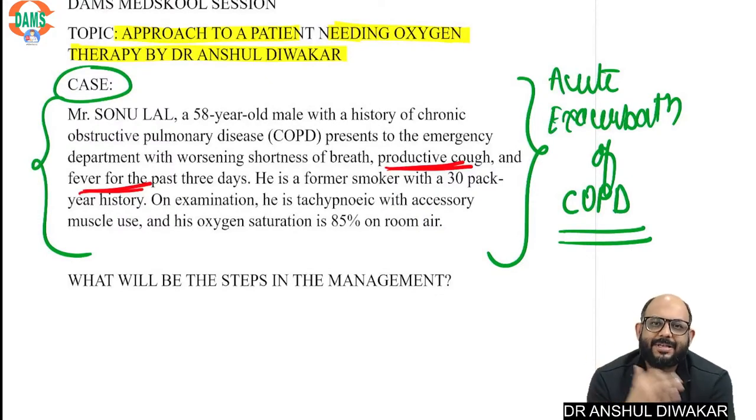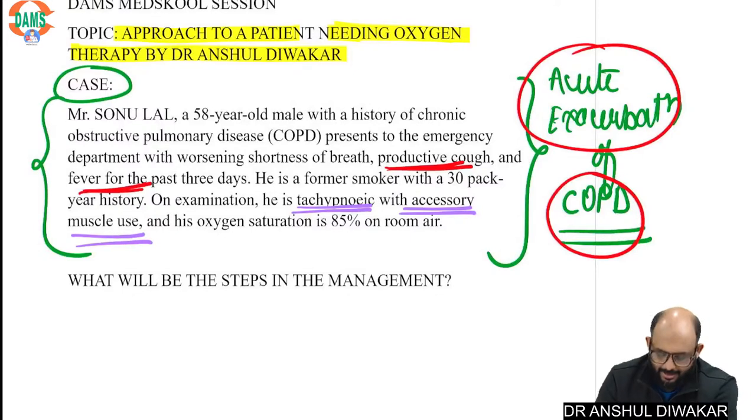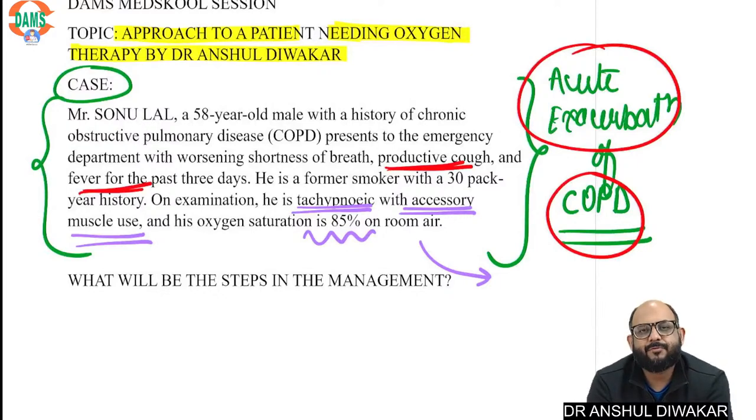Now let's go to examination and confirm it. So there is an exacerbation of COPD. So it gives a type 2 respiratory picture where you will have tachypnea, accessory muscle use, and low saturation. What does this point towards? This information points towards what?